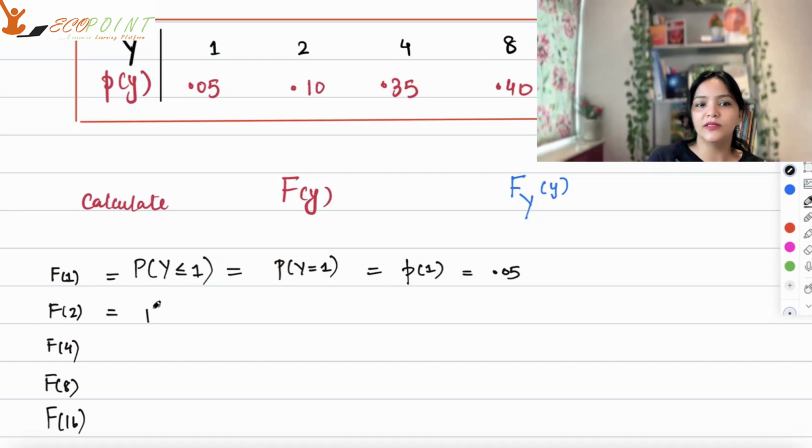Now F2 is probability y is less than or equal to 2. So you will have to think, what are the values this random variable y is taking which are less than or equal to 2?